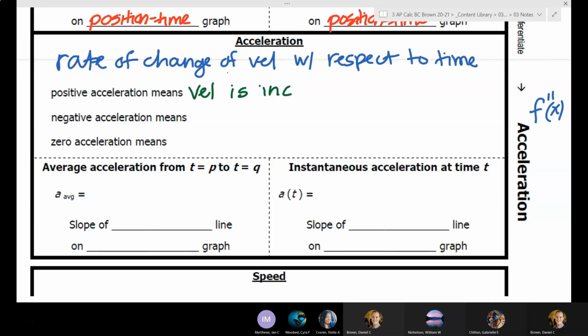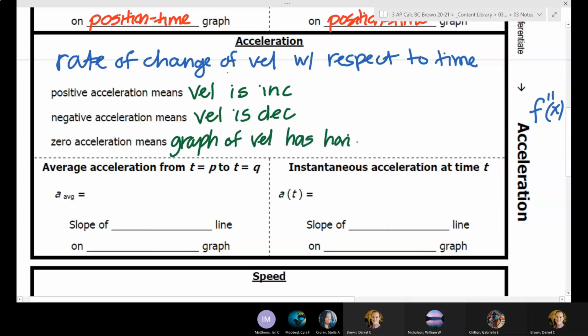If we have a negative acceleration, that means the first derivative is decreasing. The first derivative is velocity. And if I have a zero acceleration, it means velocity is not increasing or decreasing. In the calculus context, it means that the graph of velocity has a horizontal tangent line. We're basically taking the chart we did with f prime and f double prime, but now we're calling the second derivative acceleration and the first derivative velocity.